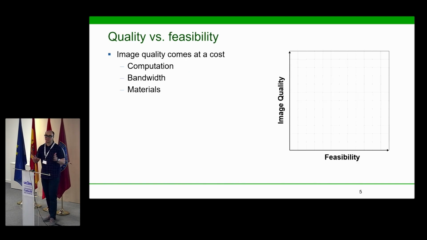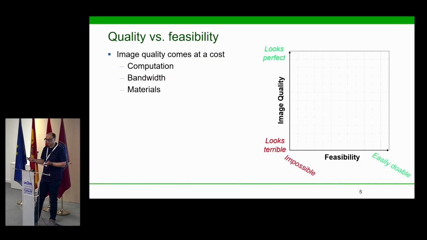This is something that I don't need to spend too much time on, because this problem where we need to find a trade-off between quality and feasibility, because quality doesn't come for free. It costs computation, bandwidth, materials. So quality can go from horrible to perfect, feasibility from impossible to easily doable. And while feasibility is easy to measure, to quantify, quality is a bit more difficult to quantify. And for that, we use quality metrics.